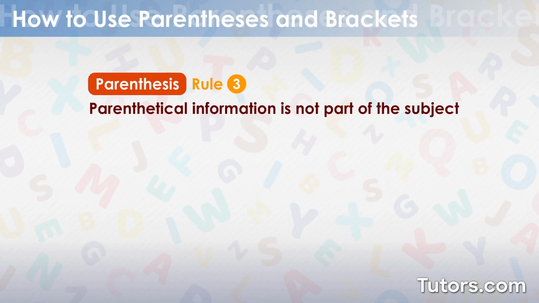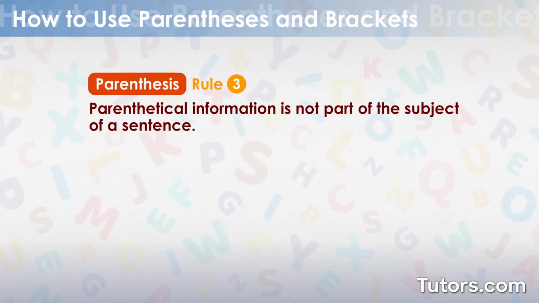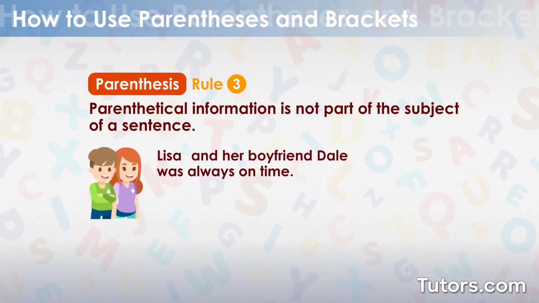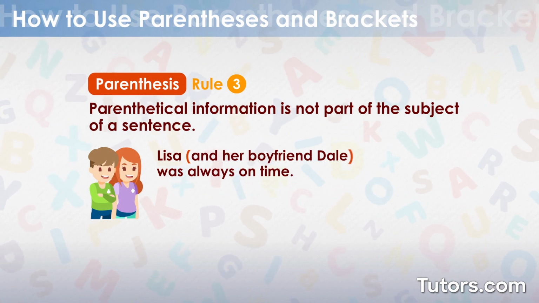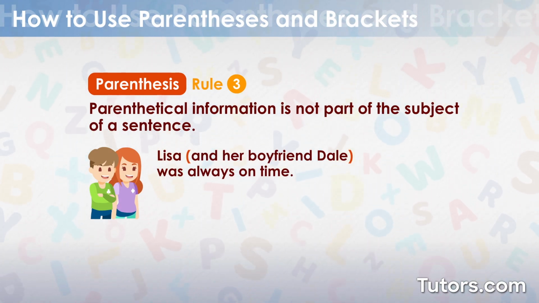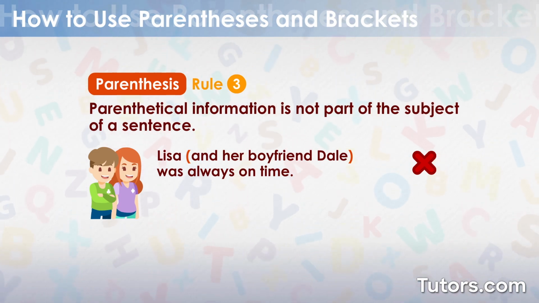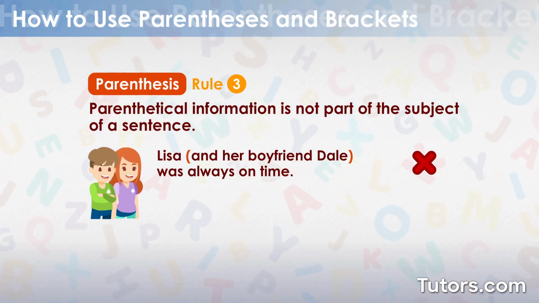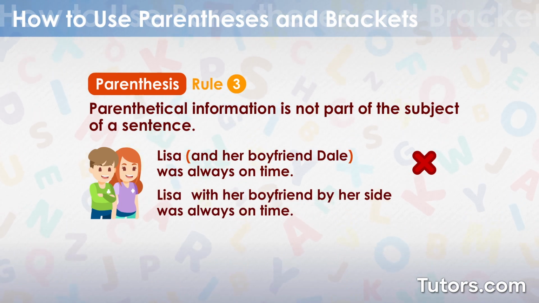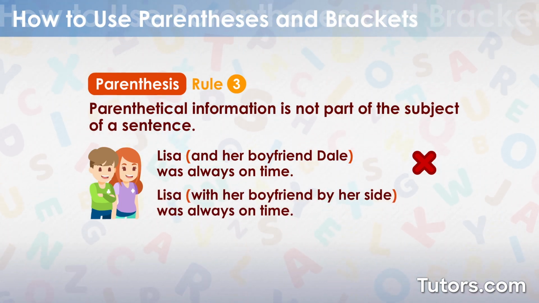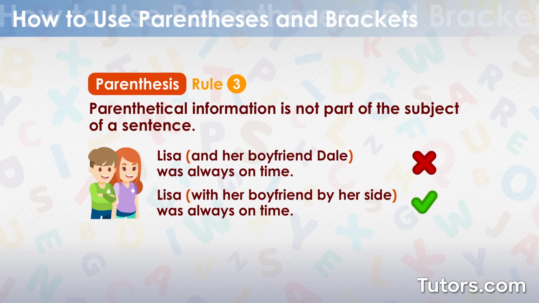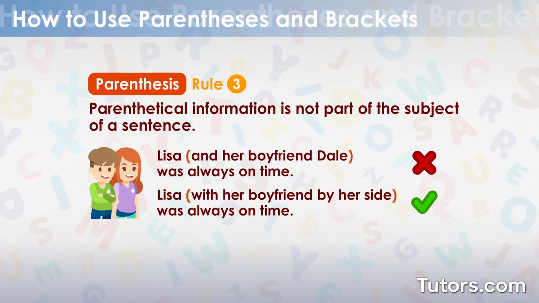Parenthetical information is not part of the subject of a sentence. In our first sentence, the parenthetical information, "and her boyfriend Dale," is part of the subject, so should not be in parentheses this way. We can correct this by removing the parentheses or changing the information to "with her boyfriend by her side," which is additional information and does not name another subject.